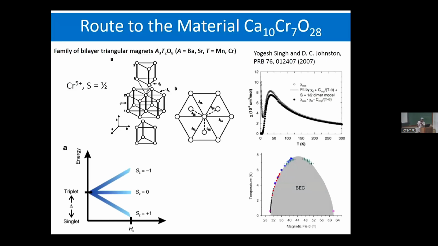Yeah, so yesterday somebody talked about lucky accidents. So discovery of this material was also a lucky accident. I was working a long time ago now on these bilayer triangular lattices, barium and strontium, manganese and so on, also with chromium. And the point there was that this vertical bond was the strongest, and therefore this became a valence bond solid with a large gap and so on. And in field, this gap could be closed and you could see BEC-like phase transitions and so on. So this was for the bilayer triangular lattices that I studied long time ago.